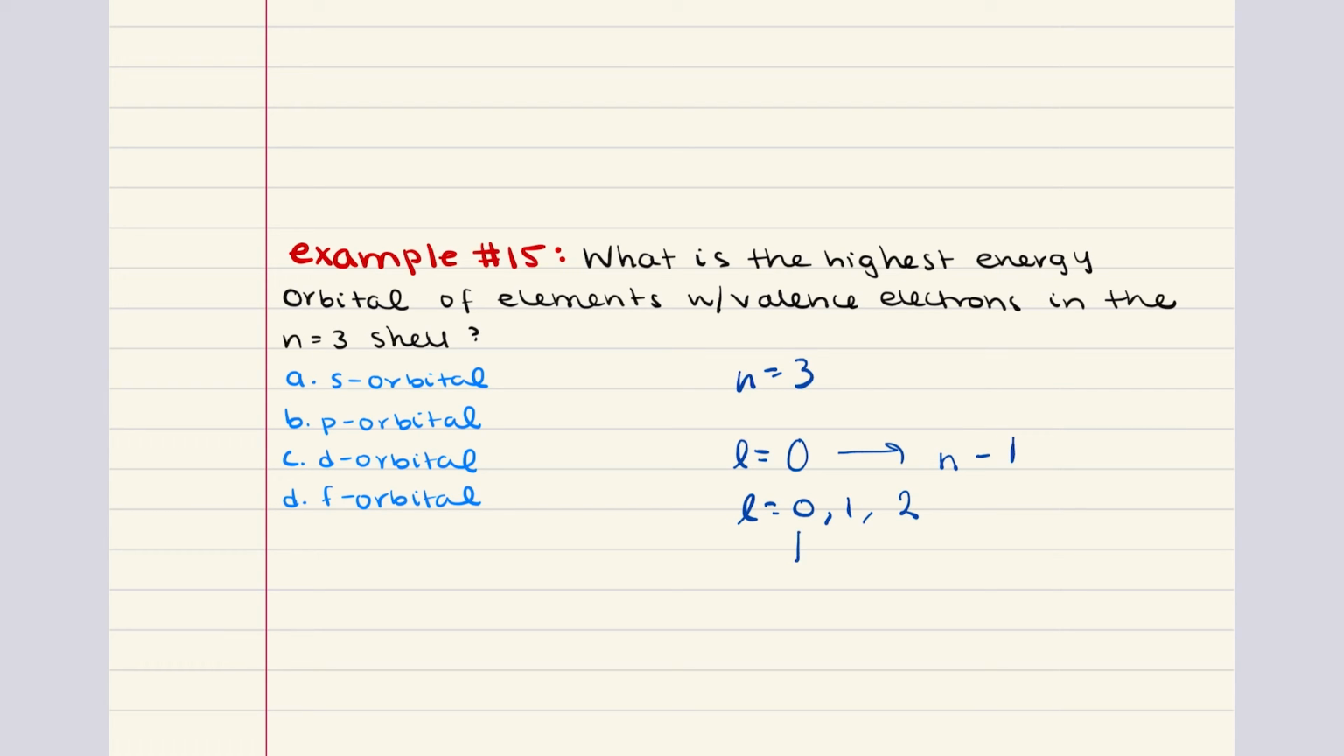l equals 0 refers to the s orbital. l equals 1 refers to the p orbital. And l equals 2 refers to the d orbital. And the highest energy orbital of these options is going to be the d orbital. Therefore, the correct answer for 15 is going to be C.